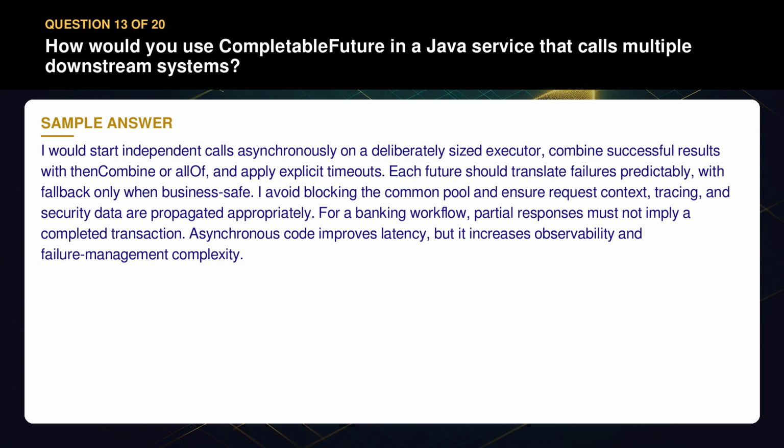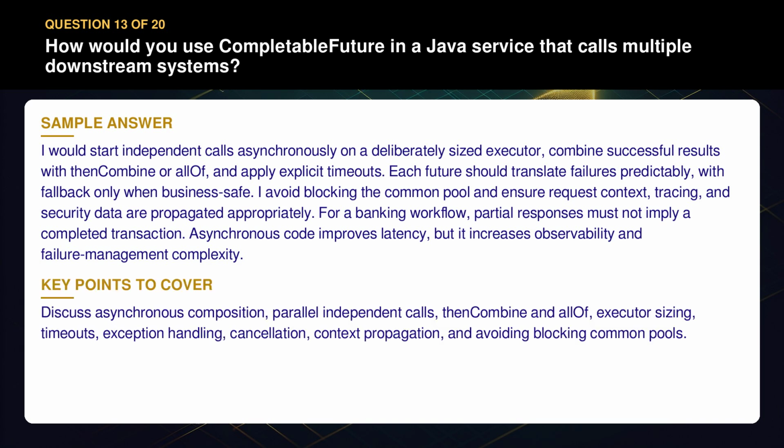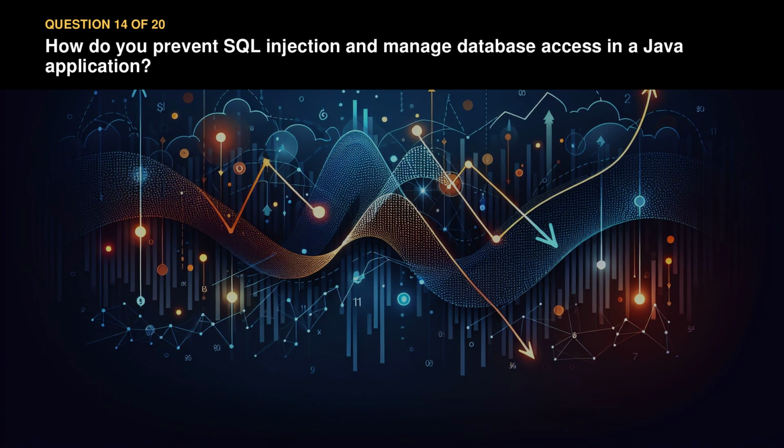For a banking workflow, partial responses must not imply a completed transaction. Asynchronous code improves latency, but it increases observability and failure management complexity. Discuss asynchronous composition, parallel independent calls, thenCombine and allOf, executor sizing, timeouts, exception handling, cancellation, context propagation, and avoiding blocking common pools.